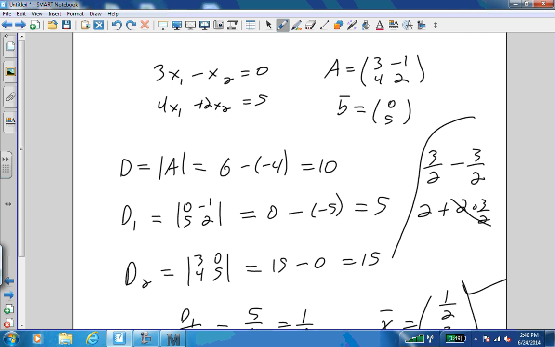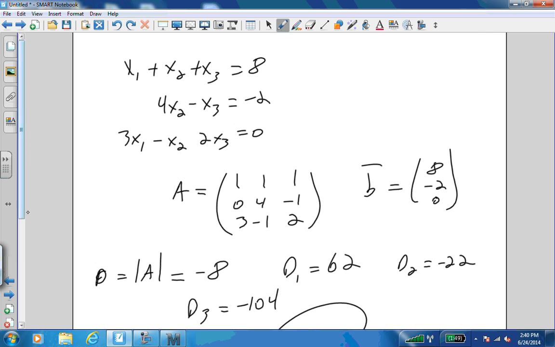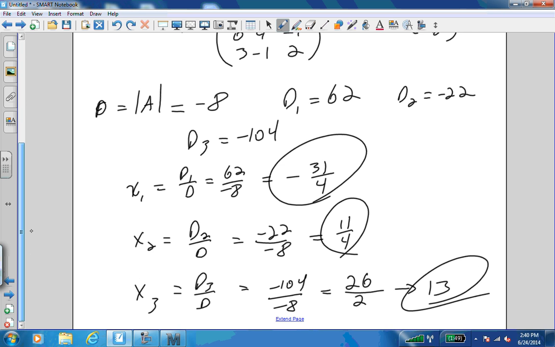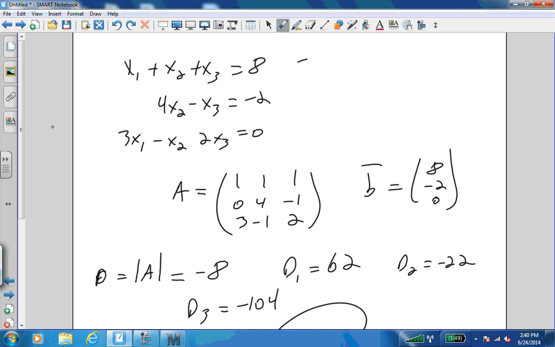And if we just check, we won't take time to check all 3 equations, but if we do the top one, negative 31 fourths plus 11 fourths plus 13, that's negative 20 fourths, which is negative 5. Negative 5 plus 13 is 8. So yeah, that works.